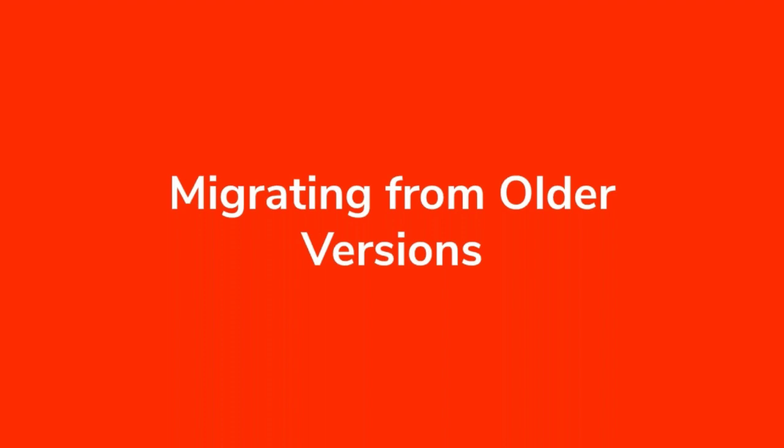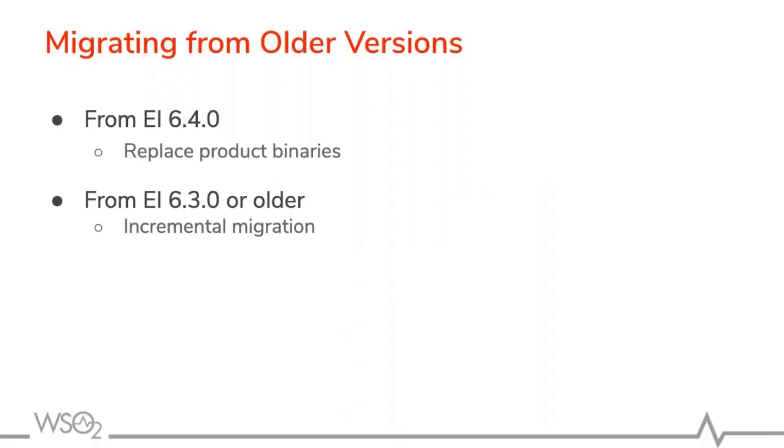So if we go through the steps of migrating from older versions, you would be using ESB or Enterprise Integrator 6.3 or versions prior to Enterprise Integrator 6.3.0. For each of those versions, what we recommend is an incremental migration, which means that you would have to keep migrating to the next version until the last version, which is EI 6.5.0. But from EI 6.4.0, the migration is seamless.